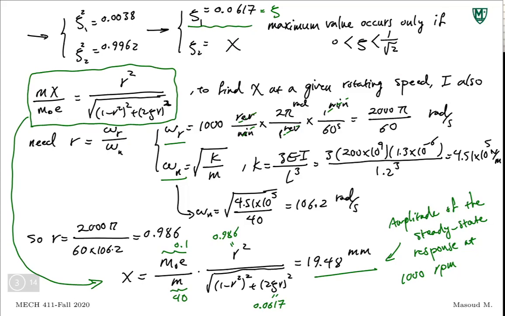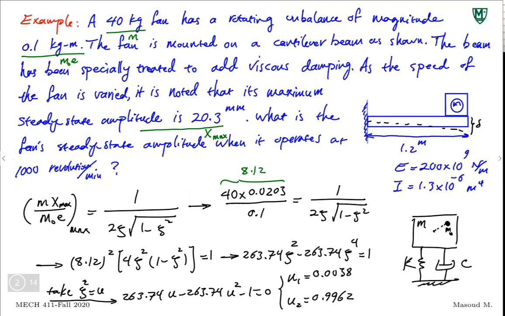So we used the information we had from before, when we were talking about rotating unbalance, that mX over m naught e is maximum. Its maximum value is 1 over 2 zeta square root of 1 minus zeta squared. So the only unknown in that equation, since we were given everything else, was zeta. We could find the damping ratio. Now, remember what the task was: to find the fan's steady state amplitude when it operates at 1000 RPM.